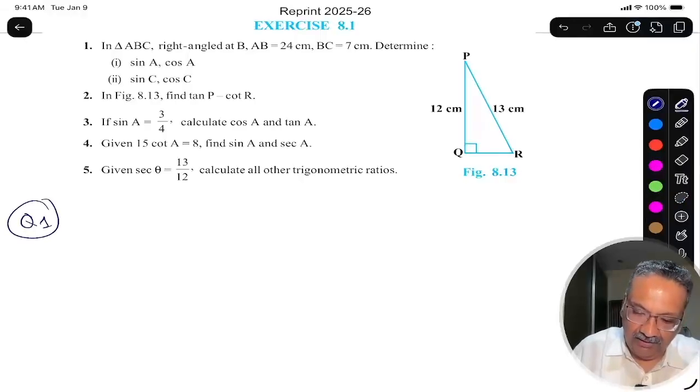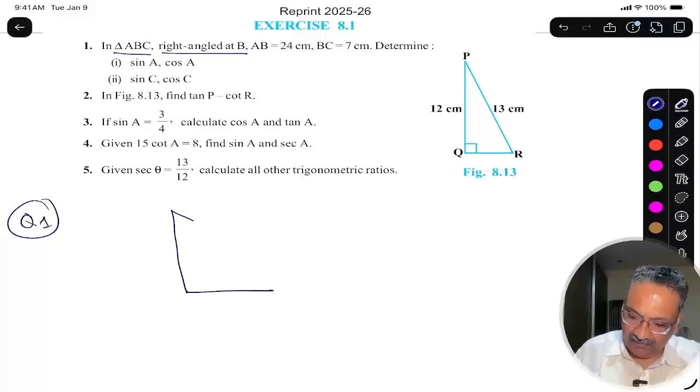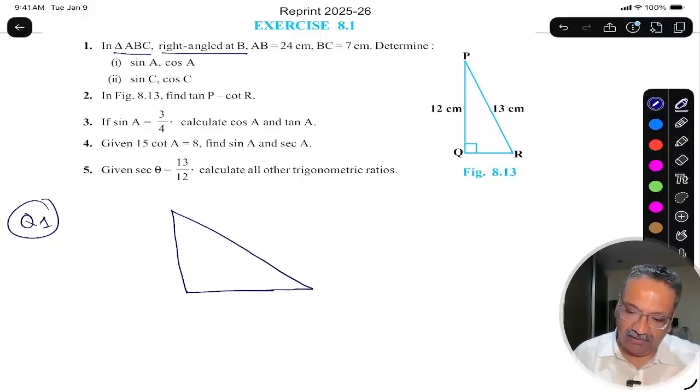ಏನು ಹೇಳ್ತಾ ಇದ್ದಾರೆ ಇಲ್ಲಿ, in triangle ABC, right angled at B. So let triangle draw ಮಾಡ್ಬಿಡೋಣ. They have given triangle ABC. They have said that it is right angled at B. So if this is B, we'll call this A and this is C.